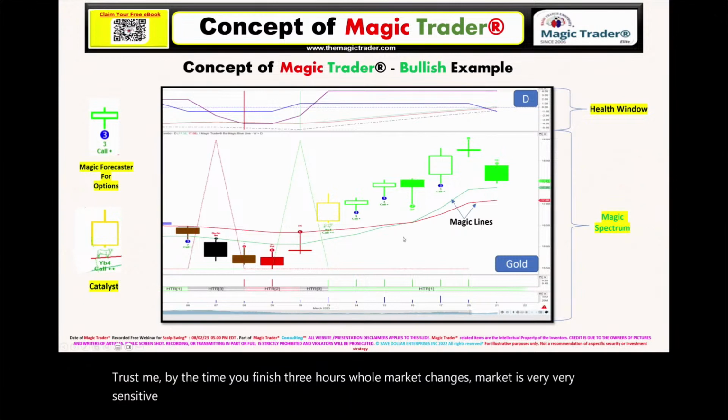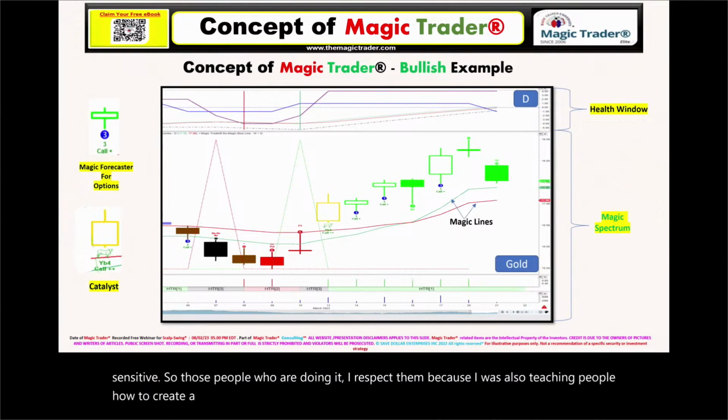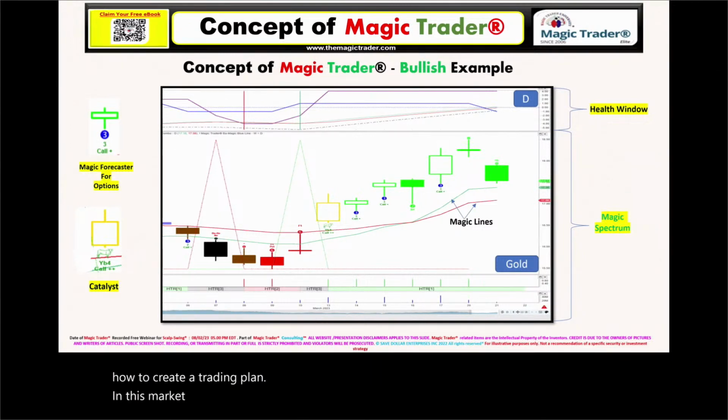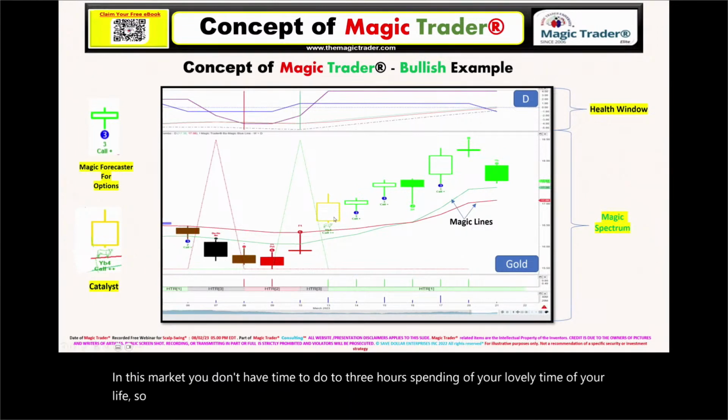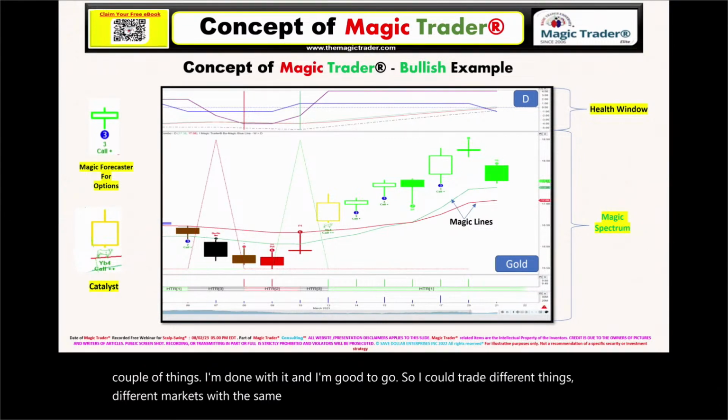So those people who are doing it, I respect them, because I was also teaching people how to create a trading plan. In this market, you don't have time to spend 2, 3 hours of your lovely life. I don't want to know anything about all these things. I see the yellow bar and a couple of things, I'm done with it, and I'm good to go. So I could trade different things, different markets with the same symbols, and I don't have to learn too much about any new markets.